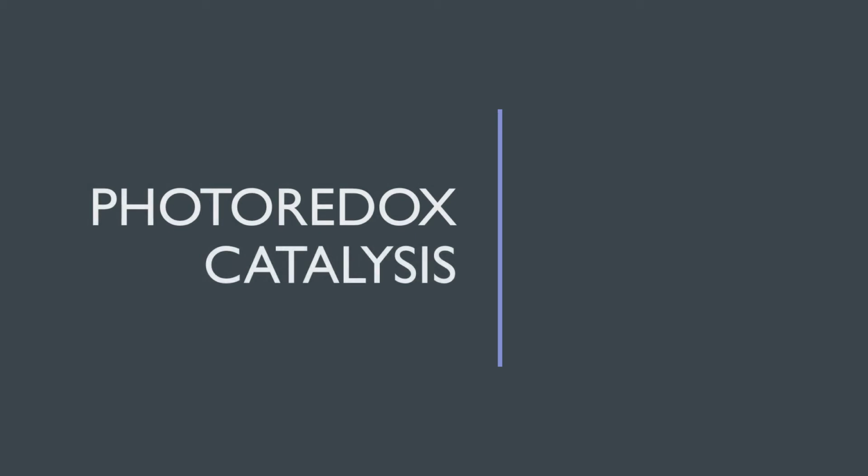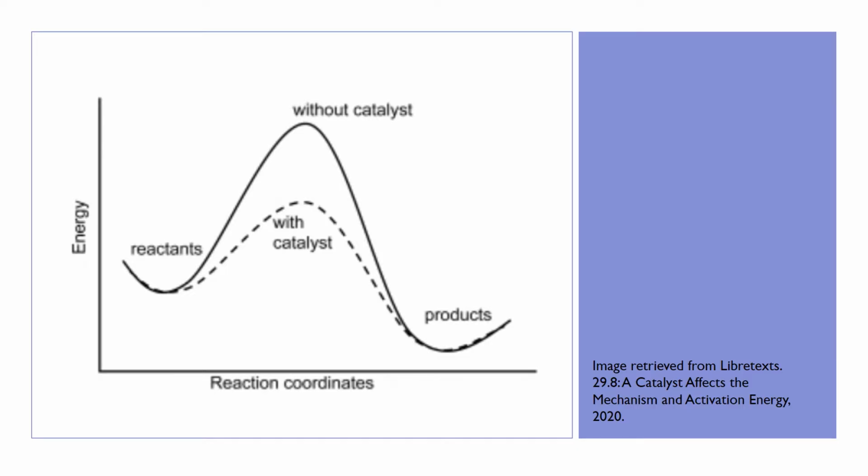So I'm going to start with a little bit of background on photoredox catalysis. A catalyst is a substance that increases the rate of a chemical reaction. So when a chemical reaction is taking place, it takes a certain amount of energy to convert the reactants into products. Using a catalyst lowers the amount of energy that's necessary.